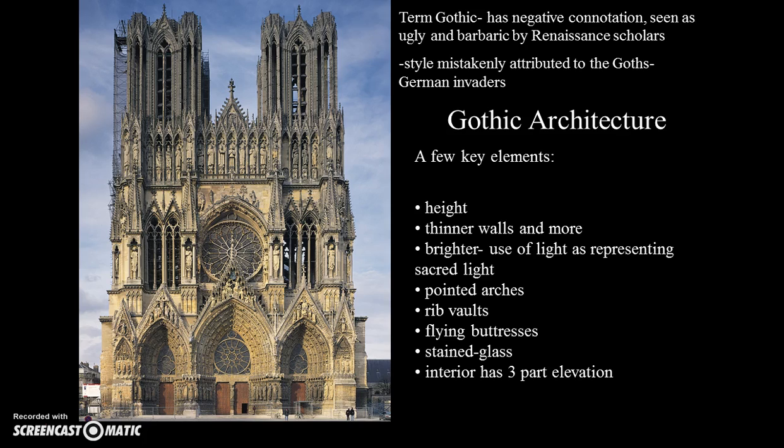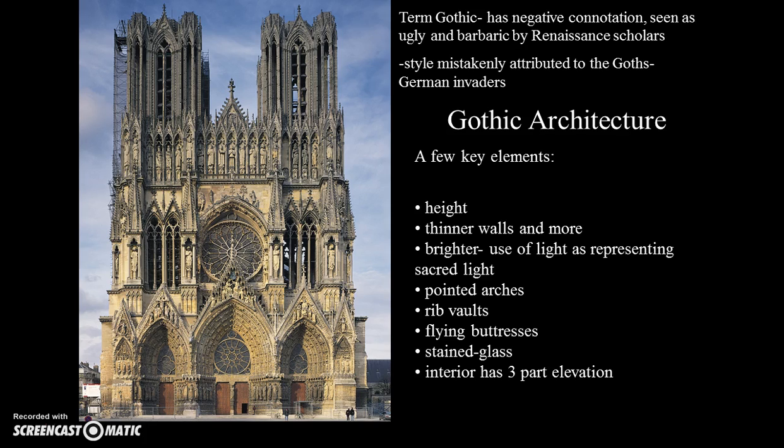So this term Goth or Gothic has a negative connotation. He saw the Gothic style as being very ugly and barbaric. But during its time, when the Gothic style was thriving, it was called the modern style or the French style. And as it spread from France, it gradually replaced the Romanesque forms. Now it does take on regional characteristics, and it is inspired by Romanesque forms.